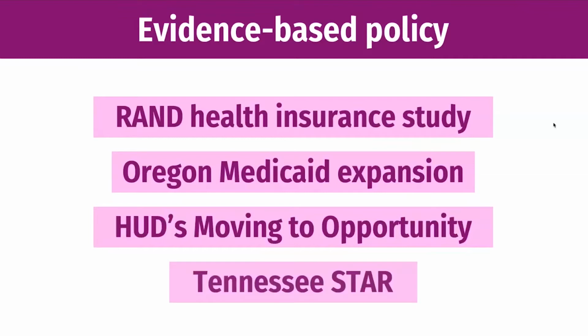Then the Tennessee STAR experiment was a small-scale randomized control trial to see if class sizes mattered in elementary schools. They found that smaller classes generally lead to better test scores. So we have all of this cool evidence of social programs based on randomized controlled trials and other ways of gathering evidence. It's an exciting way of thinking about policy instead of just saying, I think this might work, let's try it, which is how we all do stuff.